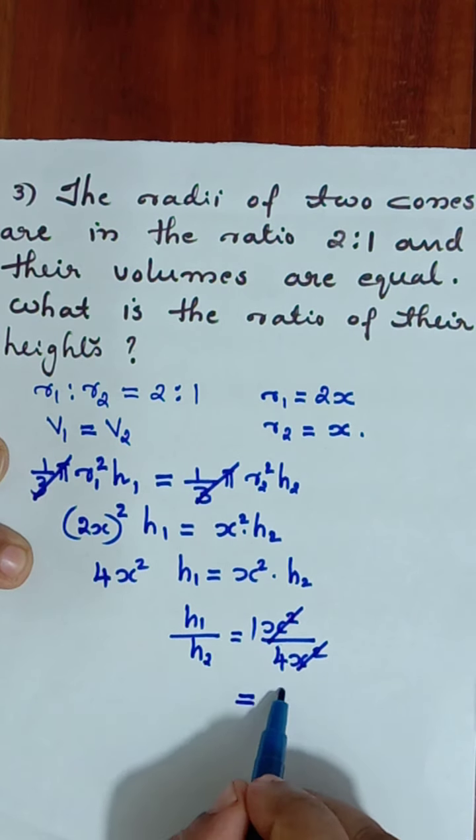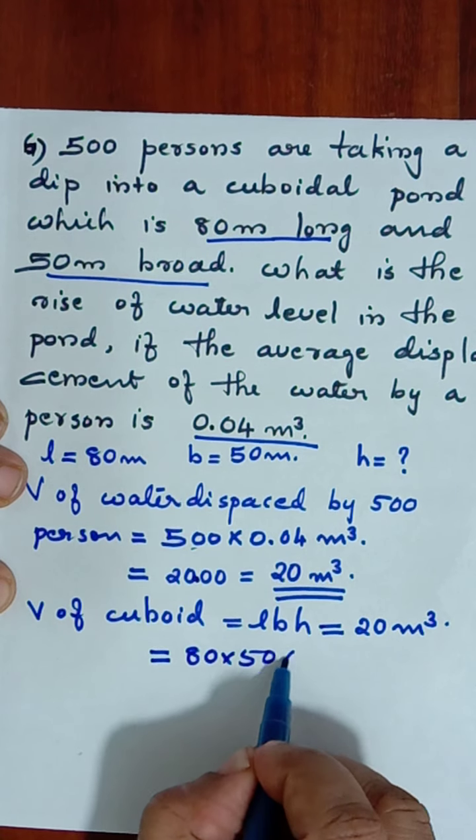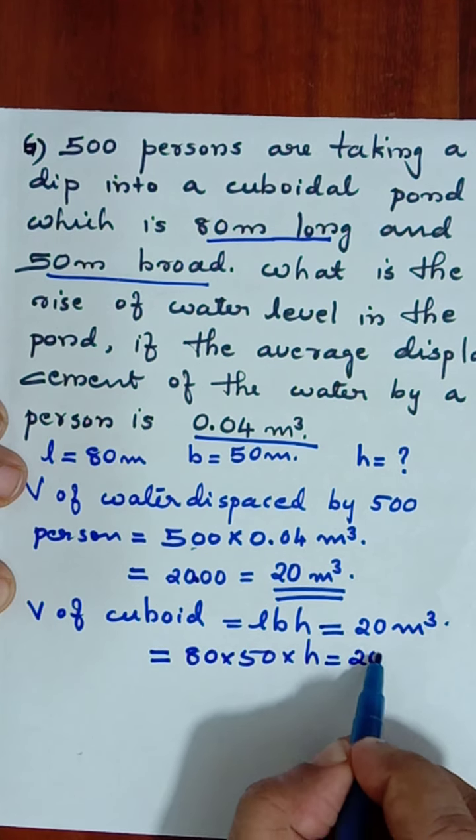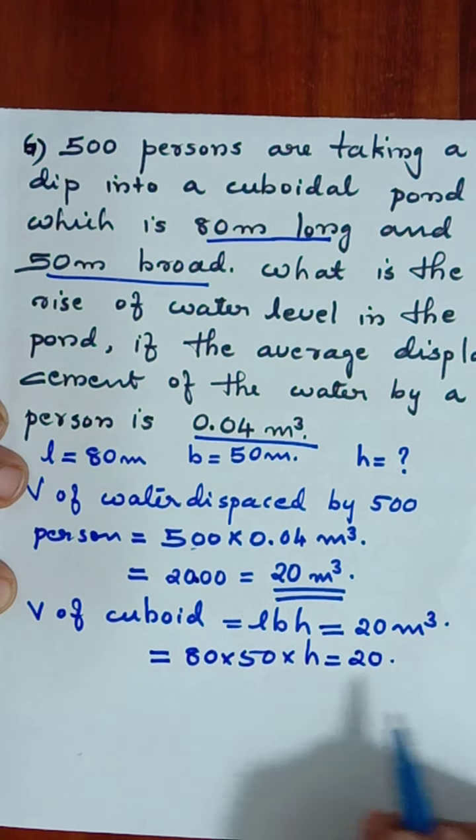Now, the reason is the volume of water displaced when 500 persons are taking the dip is equal to 20 meter cube. So, the volume displacement is in the shape of a cuboid itself, that's why we are considering LBH. So, let us substitute the values. L is 80 into breadth 50 into h, which we have to find out, equals 20. Everything comes in meters. So, h is equal to 20 by 80 into 50.